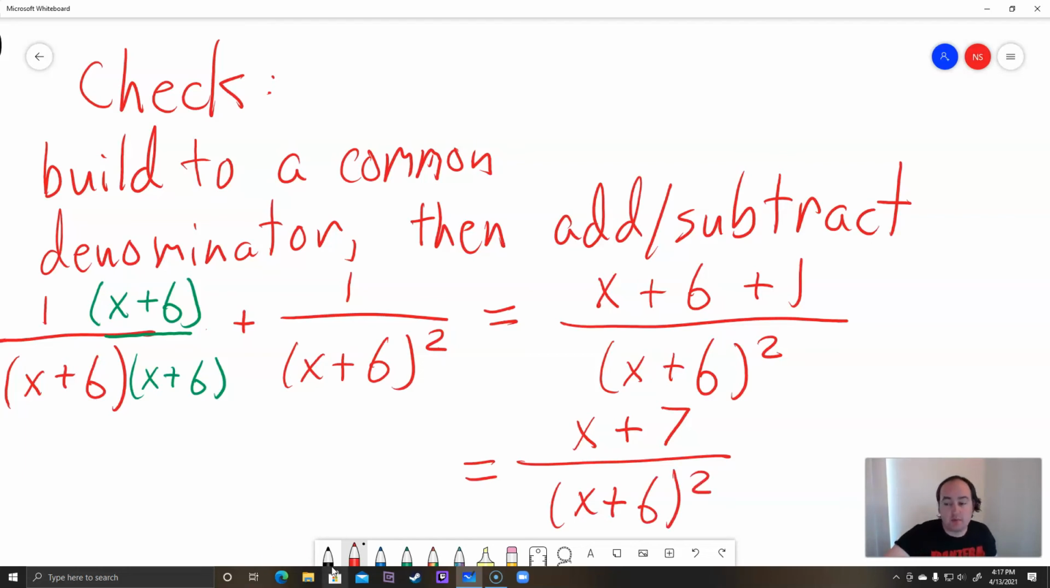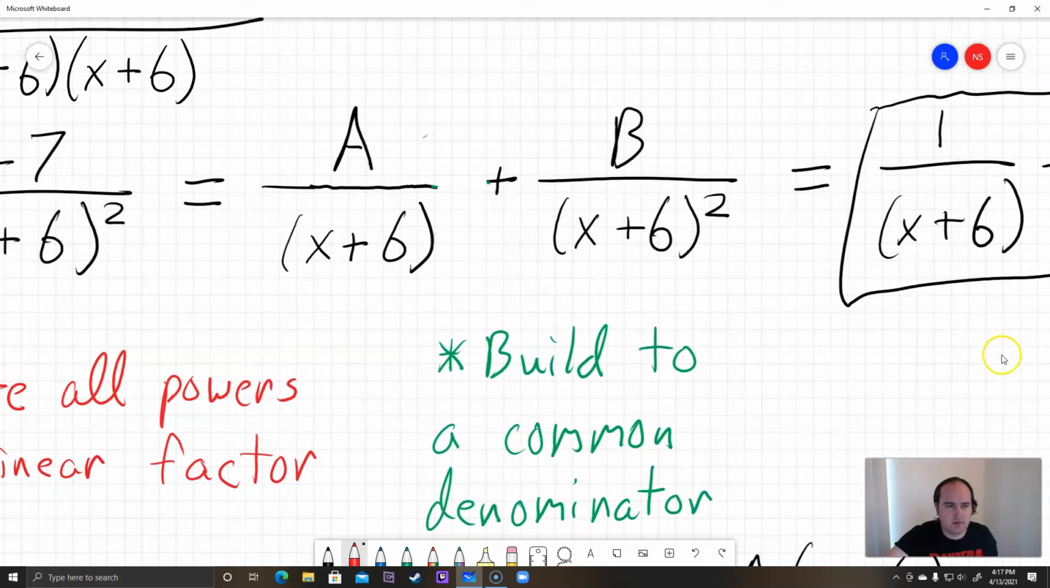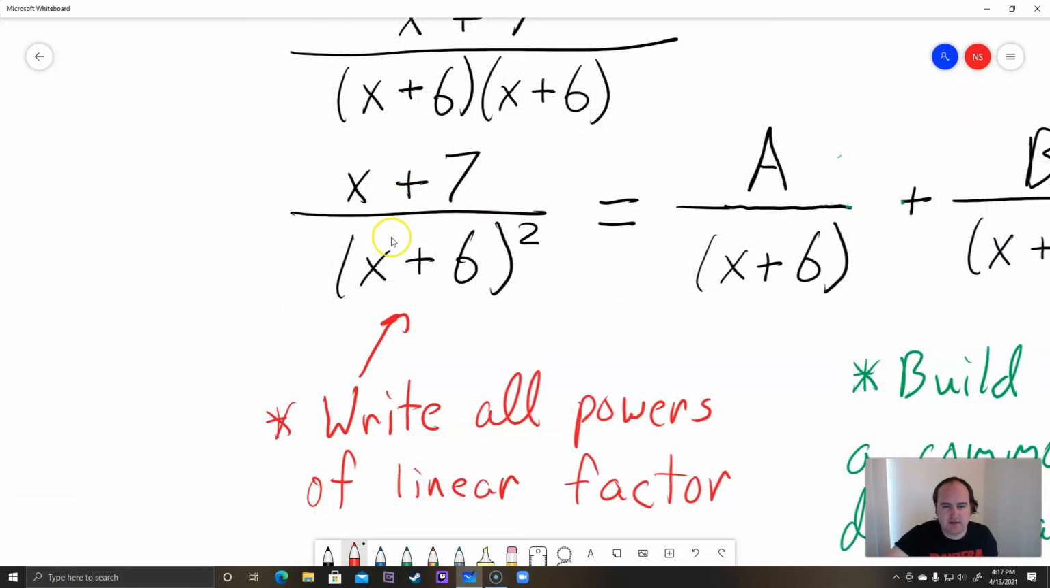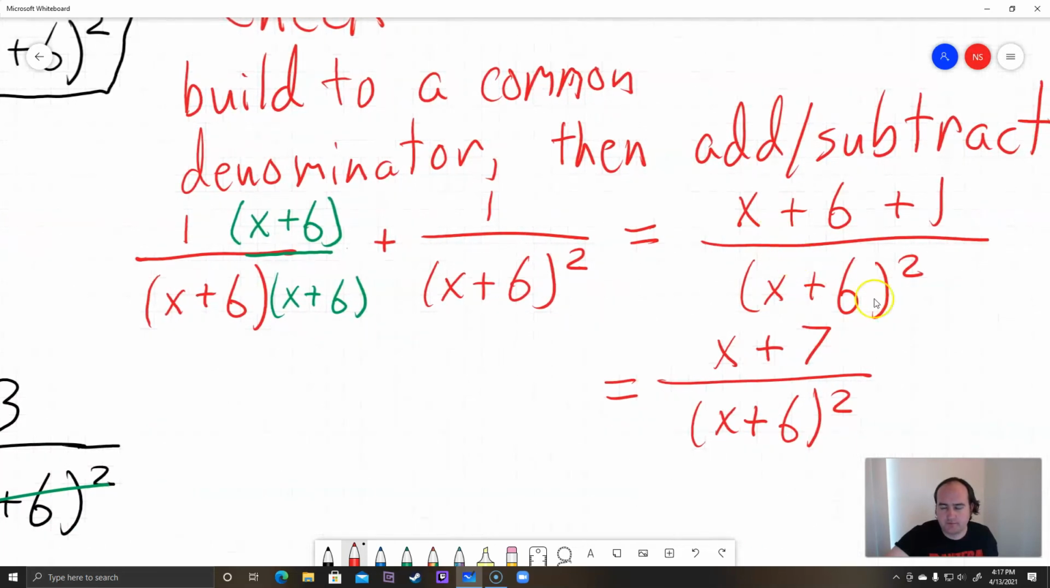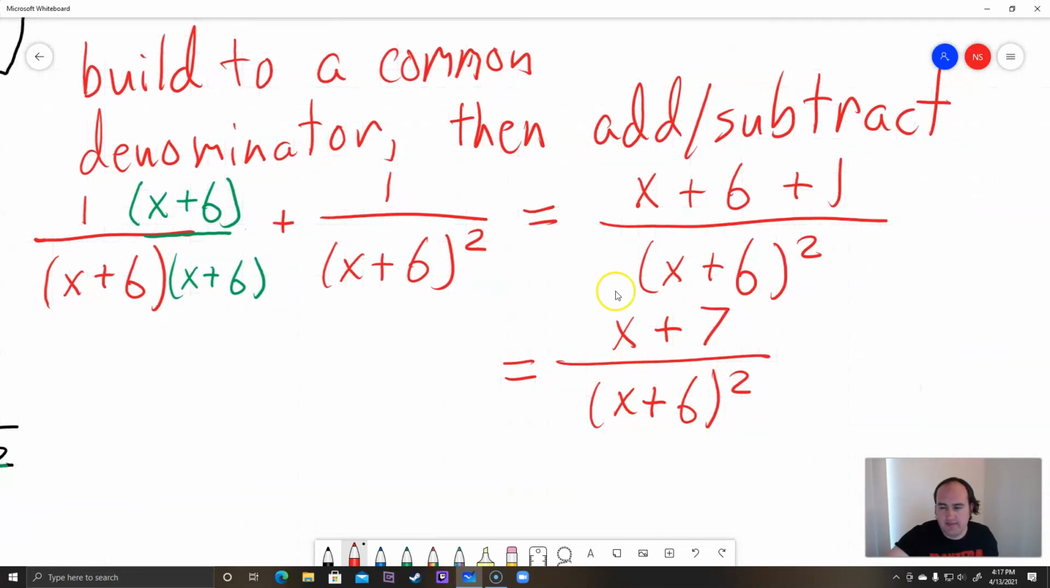And as you probably remember, that was actually what we started with. That was the fraction that we started with here. (x plus 7) over (x plus 6) quantity squared. And that right there is just awesome. That's what we started with, and it's really not too bad to check. So this checks out. Okay, so as long as you end up with the original fraction you started with, you're good.